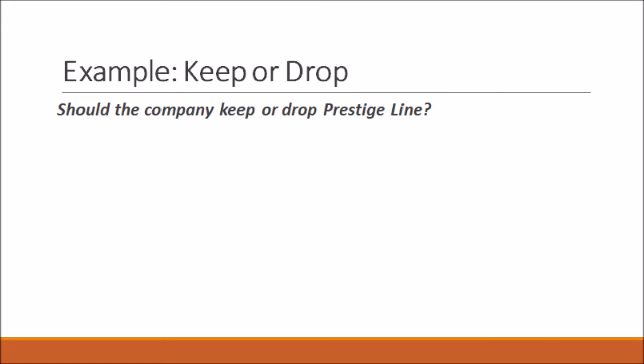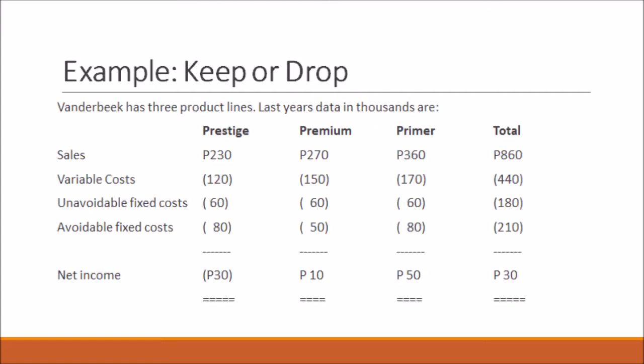Now, the question for this problem is: would Vanderbeek company retain or drop the product line Prestige because of its negative income? Now, we'll see. First, let's identify the relevant and irrelevant costs. The relevant costs are the sales, variable cost, and avoidable fixed costs, while the only irrelevant cost is the unavoidable fixed cost, because it will still be incurred regardless of whether Prestige is dropped or retained.